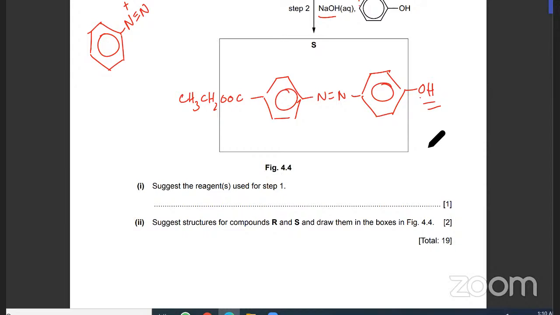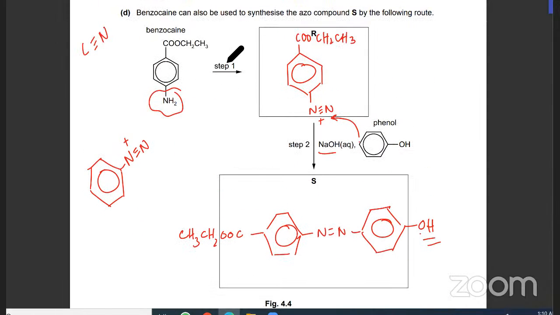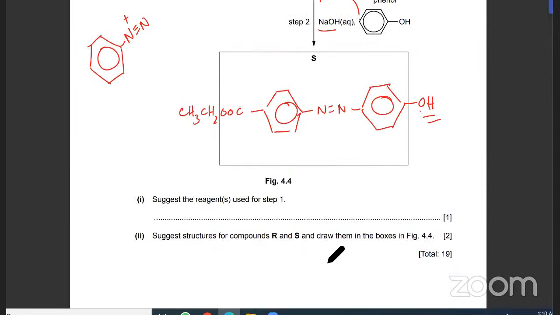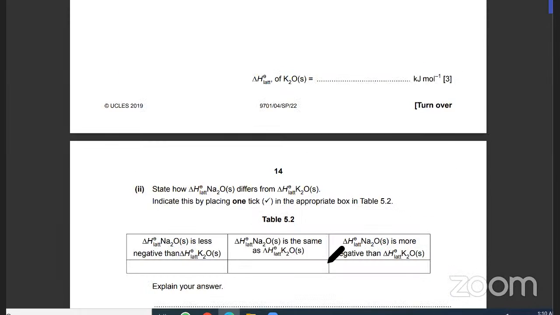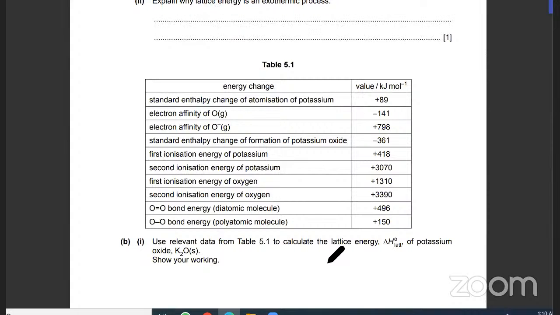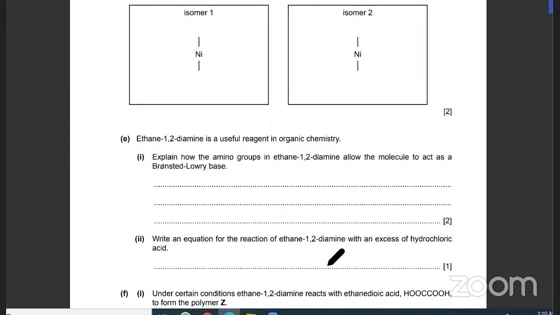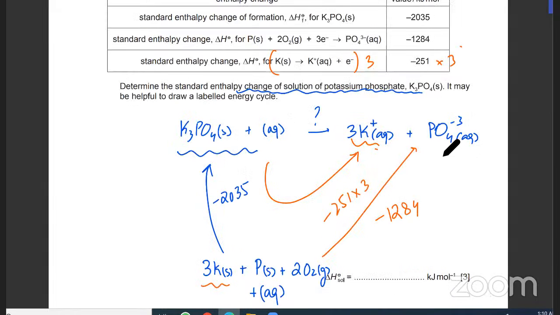Yes, sir. I just suggest the reagents and use for step 1: NaNO2 plus HCl or HNO2, temperature less than 10. Suggest structures of compound, we did that. Okay. So that's the only question. I think the organic questions over here are finished. So I'll just open another paper. Okay.